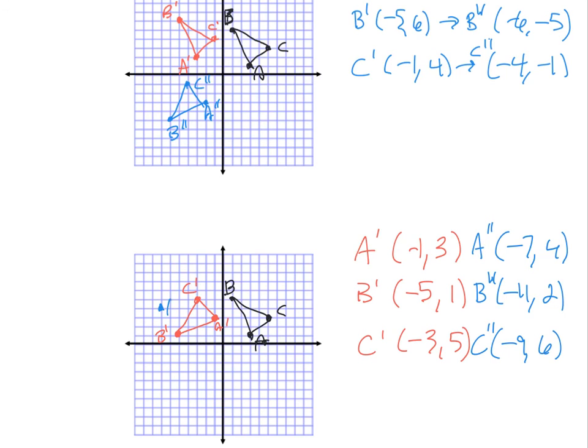So negative 7, 4 would be right here. I mean, we really don't even have to look any further to see that this A double prime is different than this A double prime. They're not in the same location. Neither are any of them going to be. We could redraw the whole triangle. We're going to see that it comes out to a different final image. So the order you do a composition makes a difference. Right? It's going to affect where your final image is.